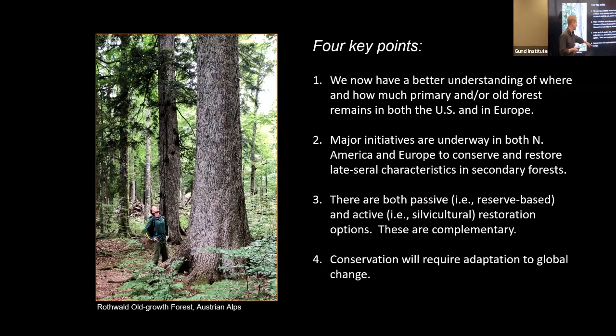But to do any of this, we're going to have to take an adaptive approach, because just like everything in sustainable forestry, the world is changing, and we're going to have to grapple with all aspects of global change. So we'll talk a little bit about that at the end.